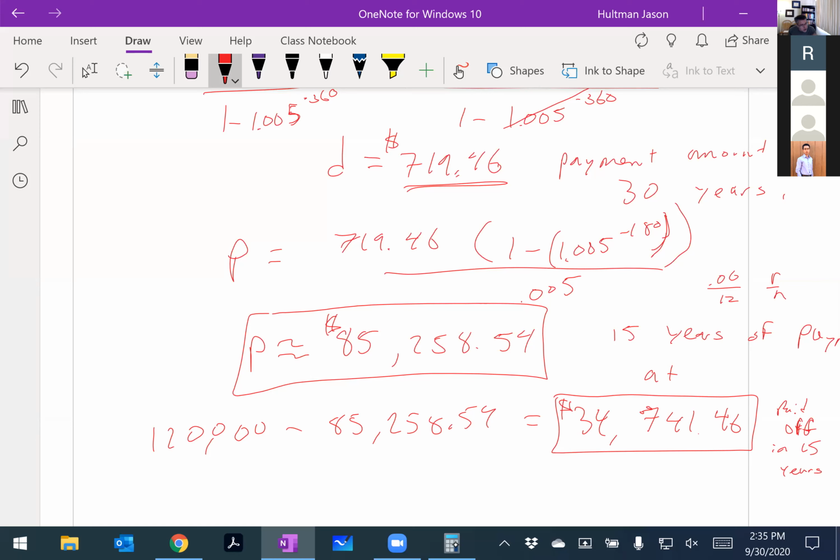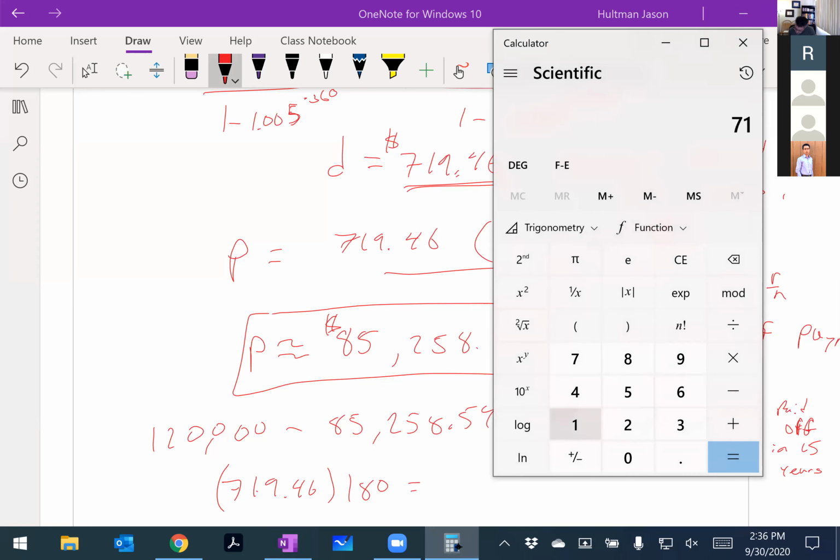Okay, and then what else did it ask me? It said, compare this to your friend's total payments. And how much were the total payments? Well, they would have paid $719.46, and they would have made that 180 times. 719.46 times 180 is about 129,000. They would have paid $129,000 so far just in payments.